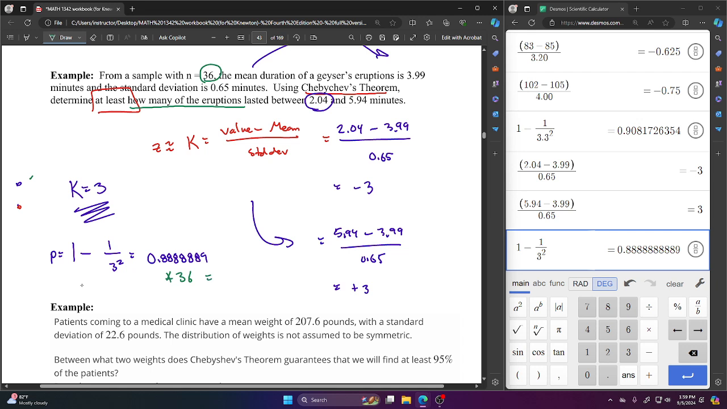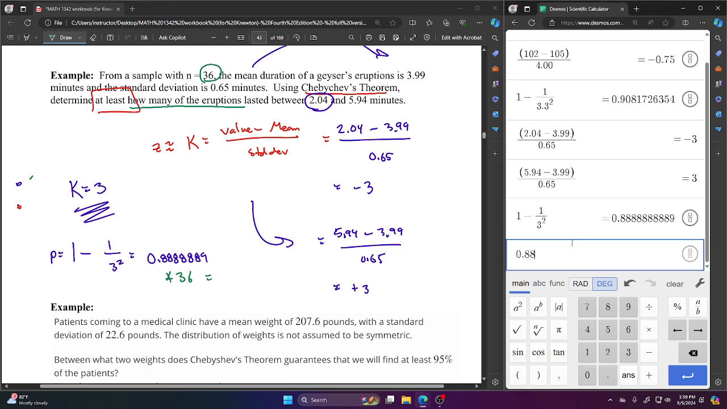There you go. Multiply. You got it. So I'm going to say 0.88888888889. That's close enough. Times 36 is 32. And that's the number of eruptions. There's the "at least." So yeah, at least 32 eruptions.